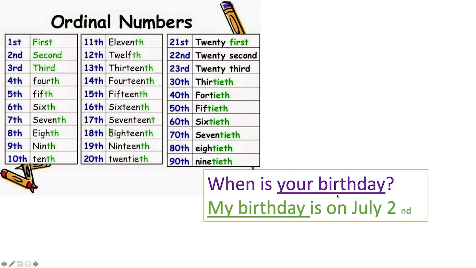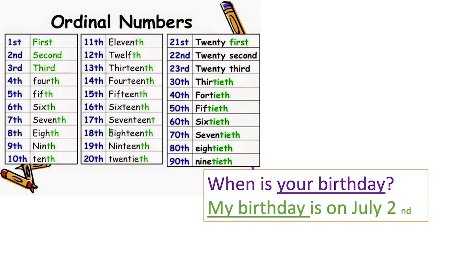Good. And here you can see that when you want to ask about dates, you say when. When is your birthday? When is Valentine's Day? When is Independence Day? When is, let's suppose, Halloween, for example. When is Halloween? And here you just reply Halloween is on October 31st or on the 31st of October. Okay, good. So remember, that's when we talk about ordinal numbers, to talk about dates.